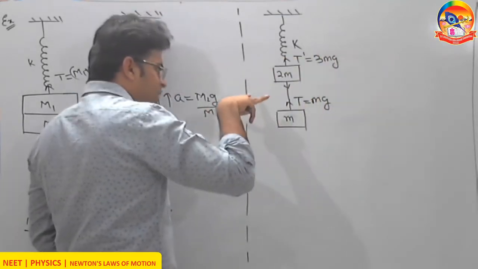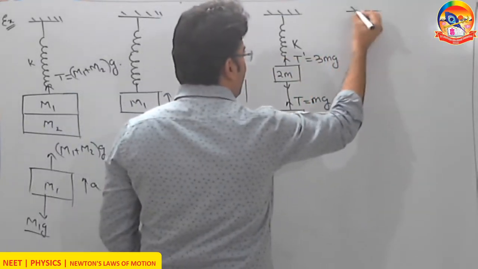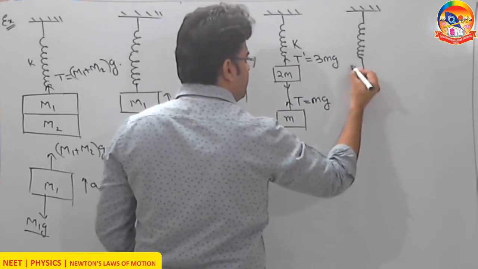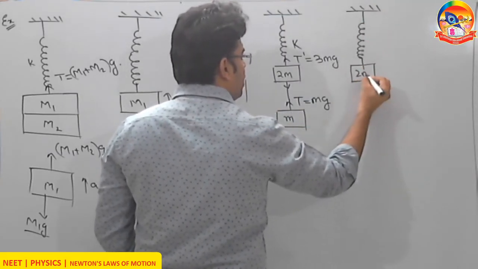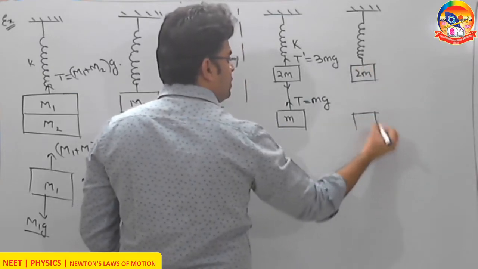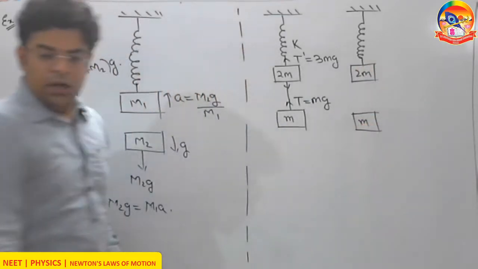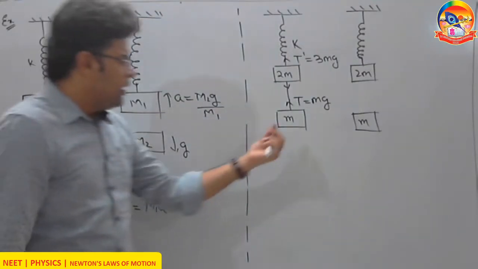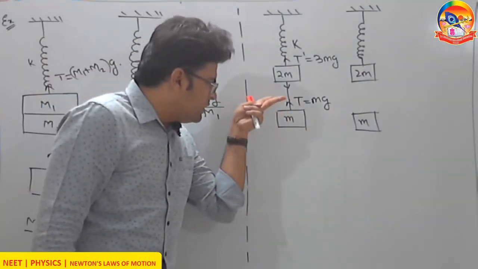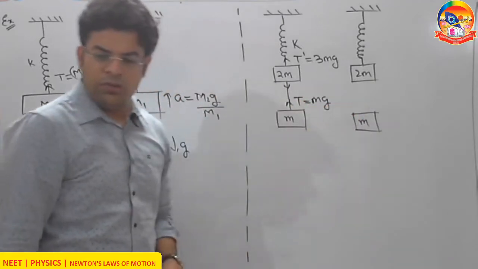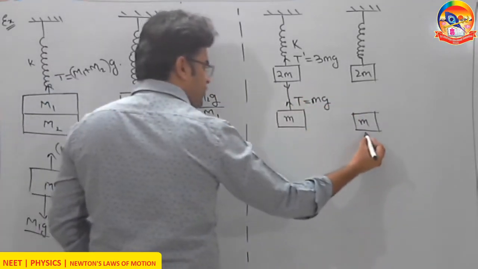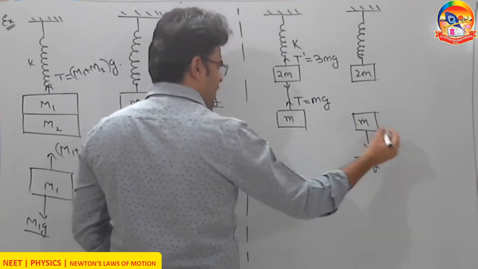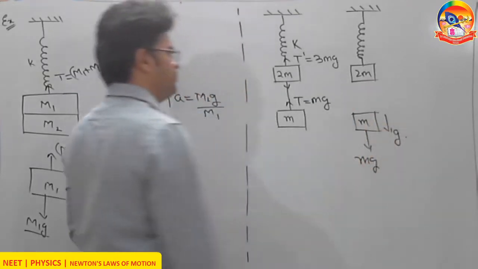Now when you cut this string, just after cutting, this is what the picture looks like. So this is the spring connected to 2m, and this is the mass m. Both the questions are brothers. So as soon as you have cut the string, the tension in the string becomes 0. Now on this mass m, there is only one downward force mg, and the mass is m, so it will have a downward acceleration g.